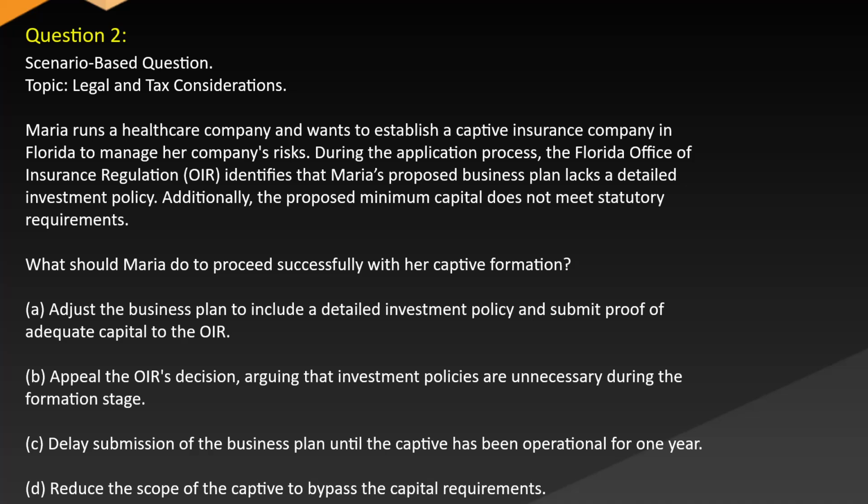A. Adjust the business plan to include a detailed investment policy and submit proof of adequate capital to the OIR. B. Appeal the OIR's decision, arguing that investment policies are unnecessary during the formation stage. C. Delay submission of the business plan until the captive has been operational for 1 year. D. Reduce the scope of the captive to bypass the capital requirements.